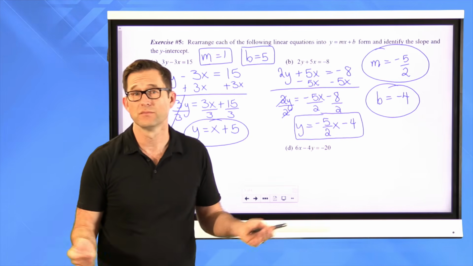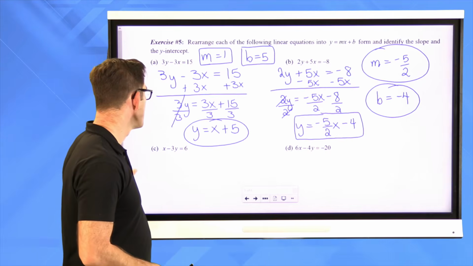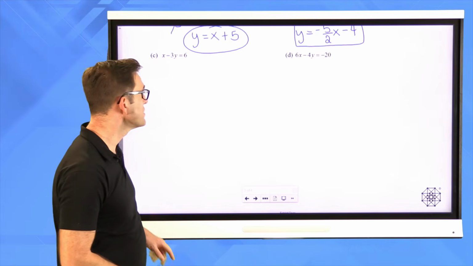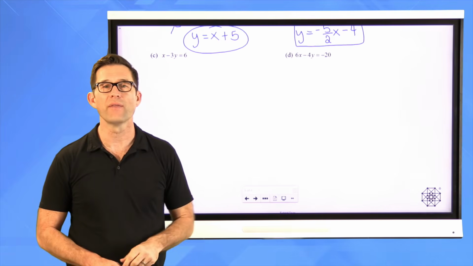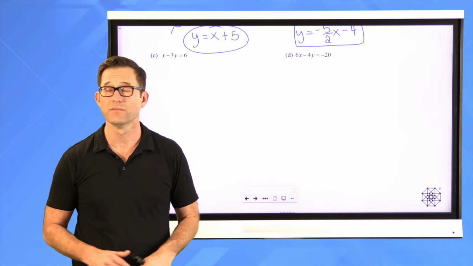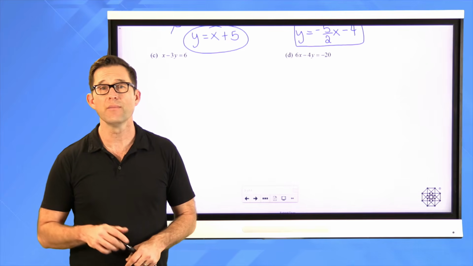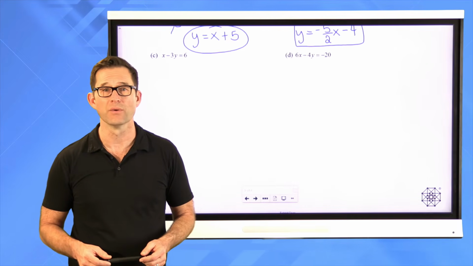Sometimes. All right. So what I'd like you to do now is pause the video and try letter C and letter D. You may want to rewrite them to begin if that helps. If not, just go for it. Take a little bit of time now to work through each one of those.